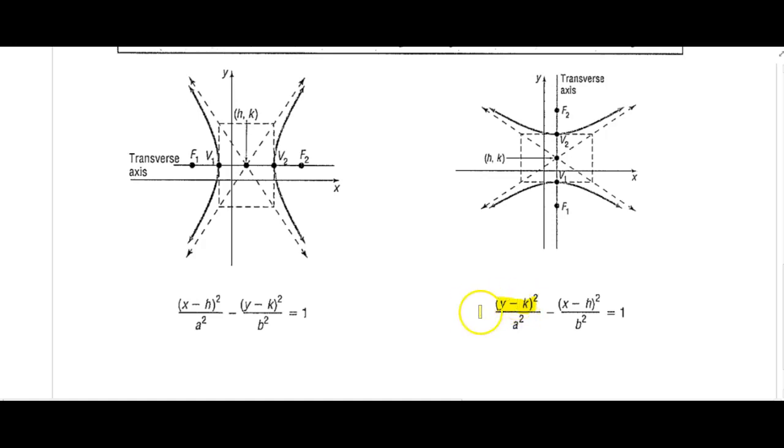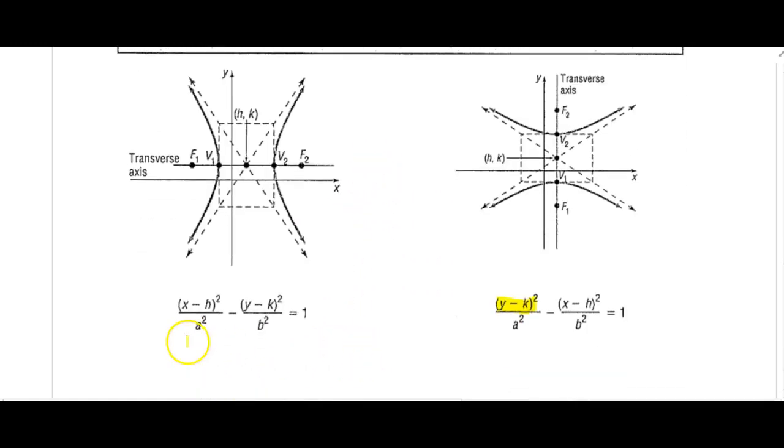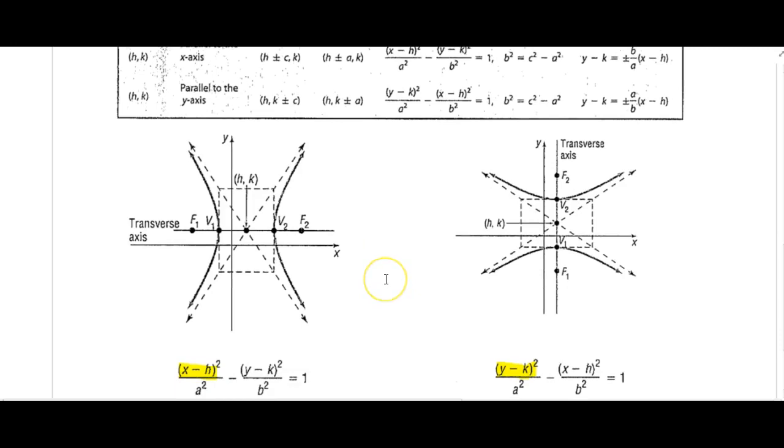Now, a is not the biggest number here all the time. Okay? You have to pay attention: a squared is always under the first fraction, but we have to pay attention, is x first or is y first? Now, these hyperbolas have two types of axes. One axis that we're going to pay attention to a little more than the other is the transverse axis. And that's the axis that goes through not only the vertices of the hyperbola, but also the foci of the hyperbola. Now, there is another axis, and that is if I draw another line through the center, this is called the conjugate axis.